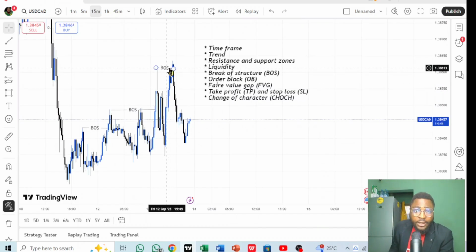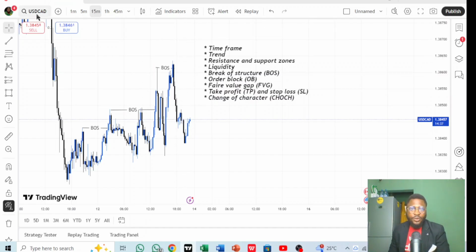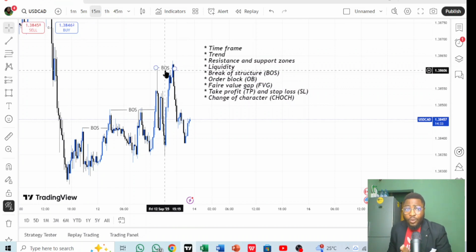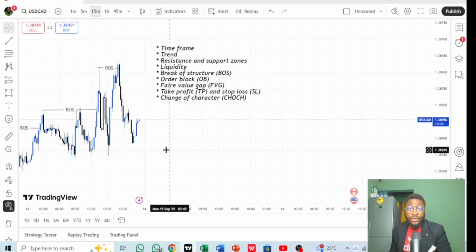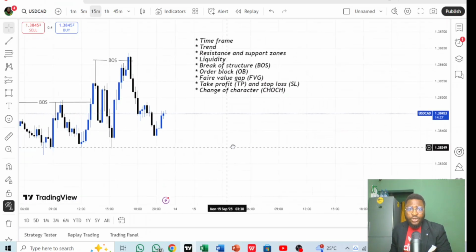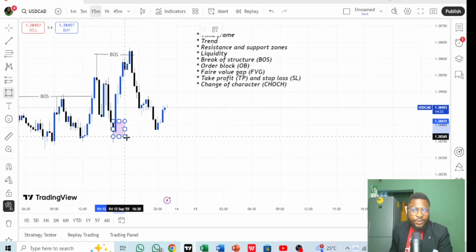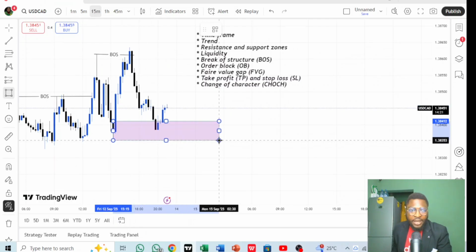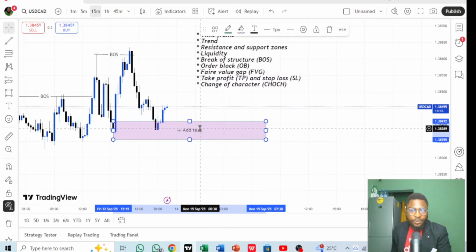When you point out the last break of structure on a particular chart, on a particular pair, we are trading USD Canadian dollar now. Now, when you point out the last break of structure, point out the origin that caused the break of structure. The break of structure very fast is this candle here, this particular candle. Point it and mark it out. That is your order block.